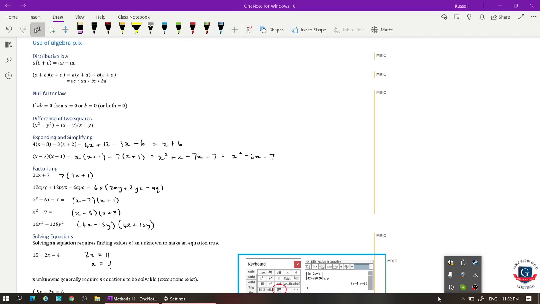So, distributive law. Take the expression outside the bracket, multiply it by everything inside the bracket. So in this case we get a times b and a plus a times c.